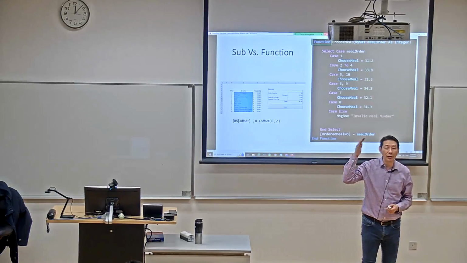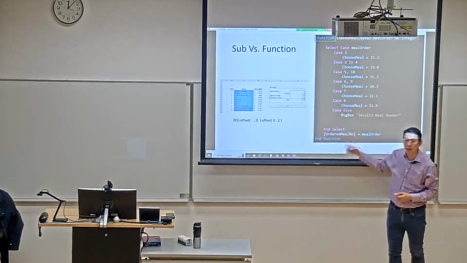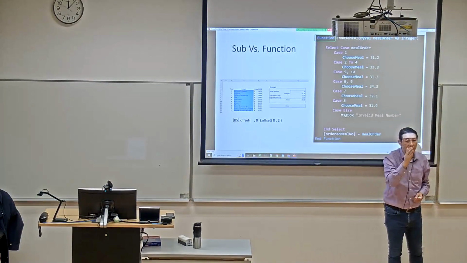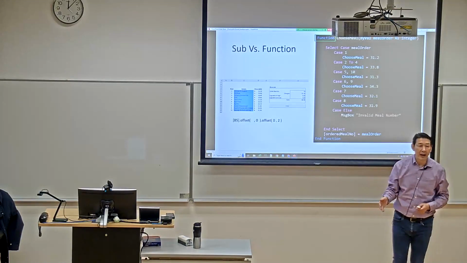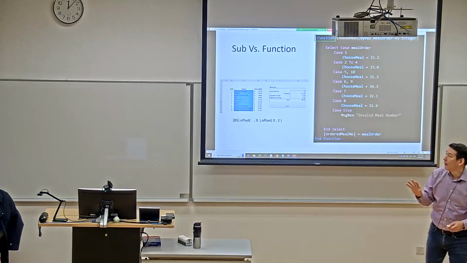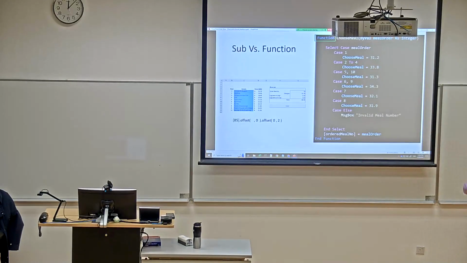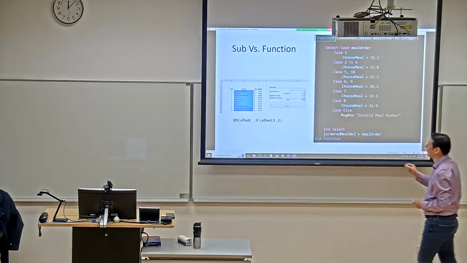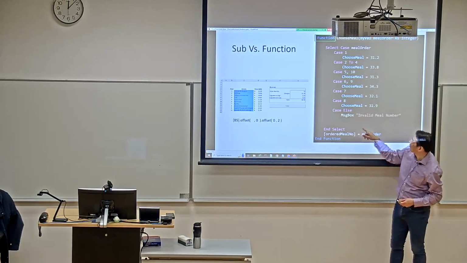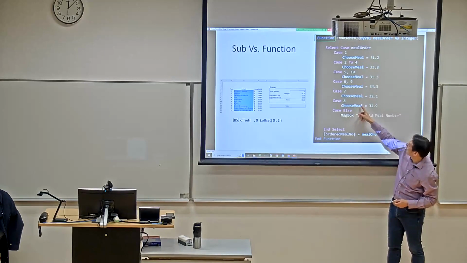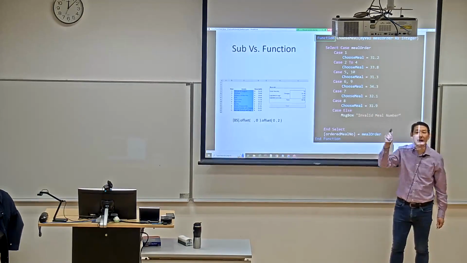Okay, so we're going to use a method for sure for this one. But the question is, should we use a subroutine or a function? At that time, many students voted for function. I think it should be a function because we need to return the price.